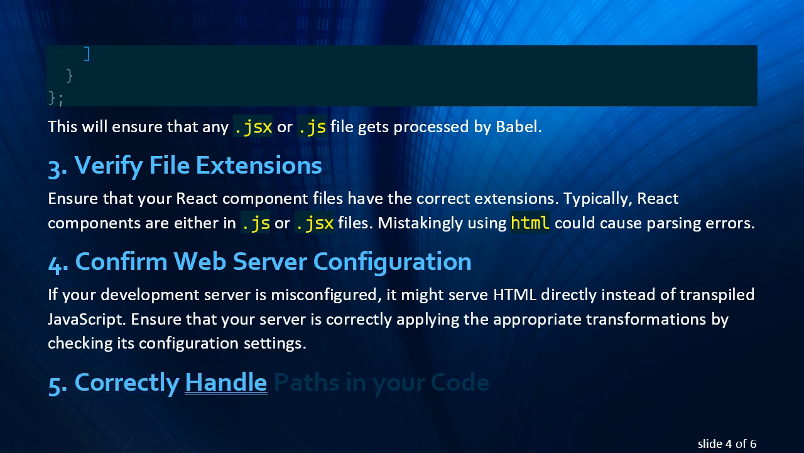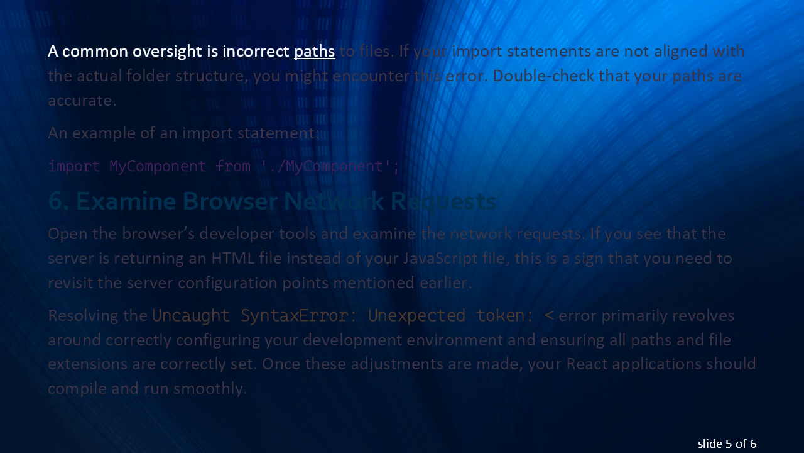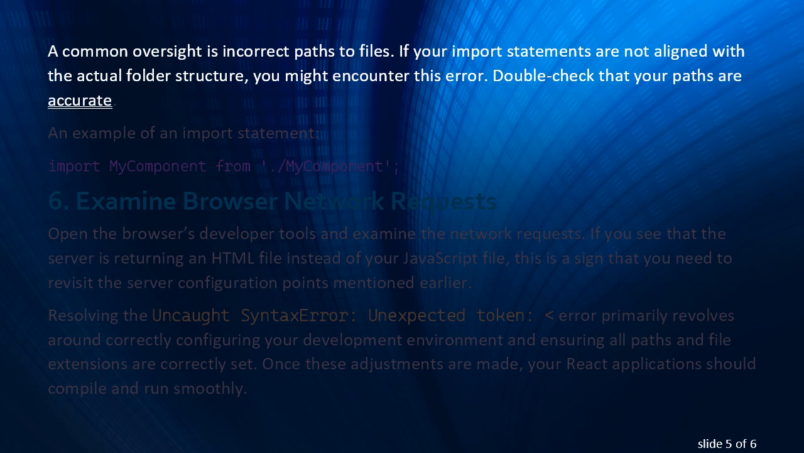5. Correctly handle paths in your code. A common oversight is incorrect paths to files. If your import statements are not aligned with the actual folder structure, you might encounter this error. Double-check that your paths are accurate. An example of an import statement.